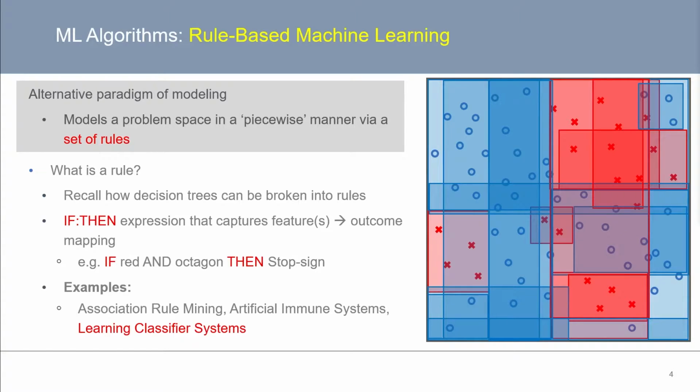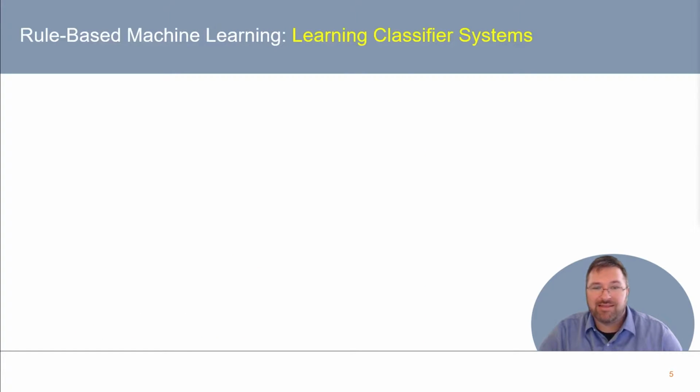A number of machine learning algorithms exist that can all be grouped into what we call rule-based machine learning, including association rule mining, popular in consumer analytics, artificial immune systems, popular for anomaly detection, and learning classifier systems, focused on standard classification problems, which will be the focus of the rest of this video. First off, I'll be the first to admit that the name Learning Classifier Systems, abbreviated as LCS, which has been in use for over 40 years, does little to convey what these algorithms actually do. A better name might be something like Evolutionary Rule Set Learner. But for this video, we'll stick to the traditional name of LCS.